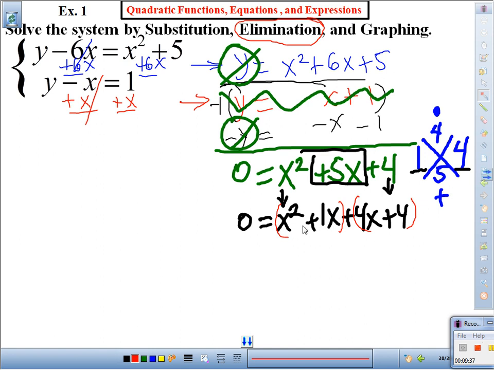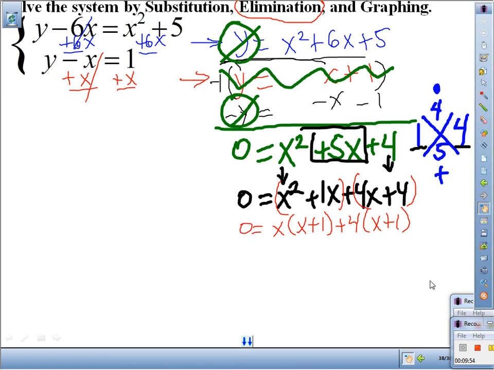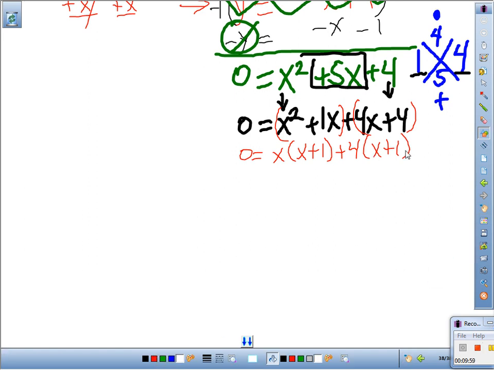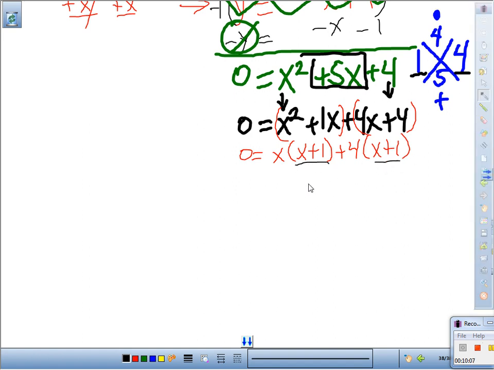What is the GCF here for the first 2? X, and I'm left with x plus 1. GCF for the second 2 is 4, and I'm left with x plus 1, and all that equal to 0. Let me scoot up so people can see from the back. There it is. What's the same here and here? X plus 1, that's my first factor. X plus 1. And what's left? X plus 4. And all that equal to 0.